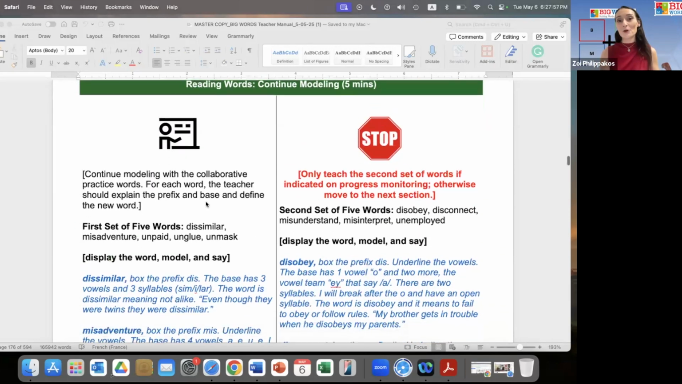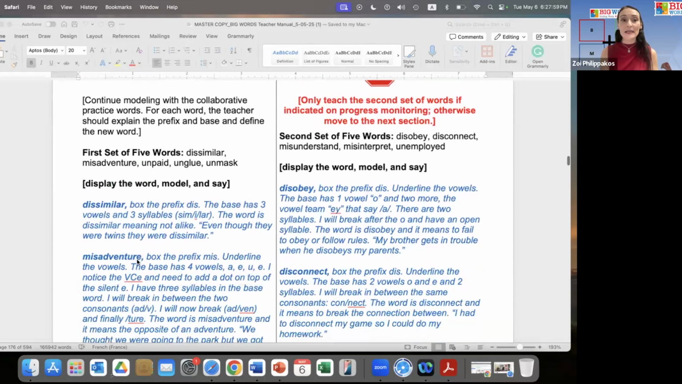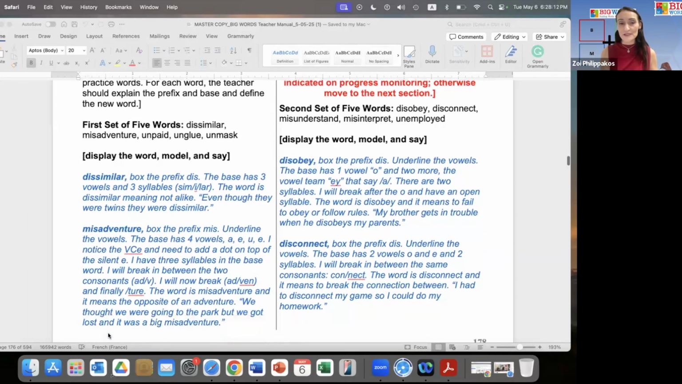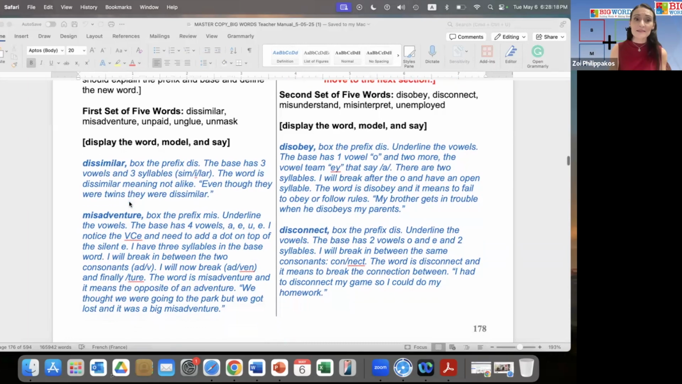After this, the teacher will go with the modeling. We'll continue with modeling. We have the first set of 5. If your students at the end of the week fail the progress monitor, then you will go and teach the second set of 5. Otherwise, you will always continue with the first set of 5. You will see that we provide, again, the same language, so you know exactly how to complete the task.